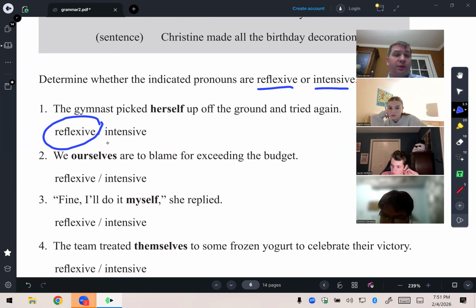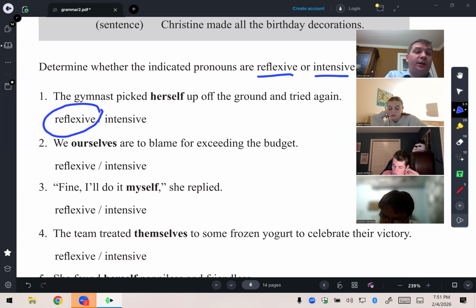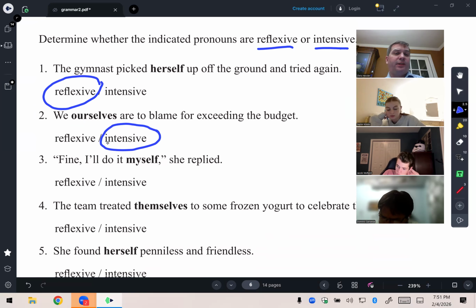We ourselves are to blame for exceeding the budget. I'm going to try taking it out. We are to blame for exceeding the budget. I haven't lost any meaning, just a little bit of emphasis. Intensive. Fine, I'll do it myself, she replied.